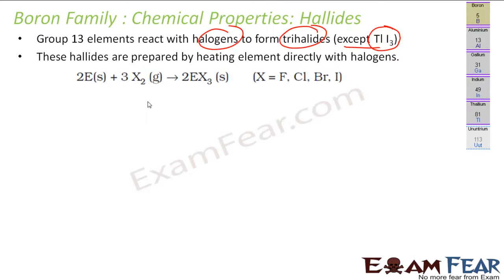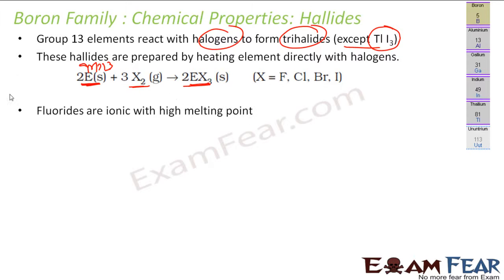These can be easily prepared by heating the group 13 element, which can be anything, boron, aluminum, gallium, indium, with some halogen. The halogen can be fluorine, chlorine, bromine, iodine. It forms metal halides. And please note here the fluorine halides are ionic in nature because of the high electronegativity.